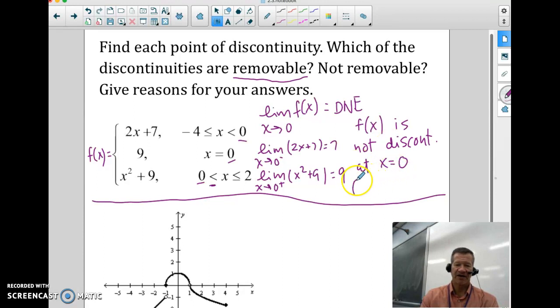And I know that that is a non-removable discontinuity. The reason I know it's non-removable is because the limit doesn't exist. When the limit doesn't exist, it's a non-removable discontinuity.